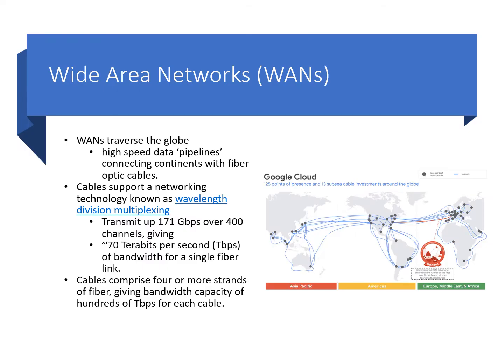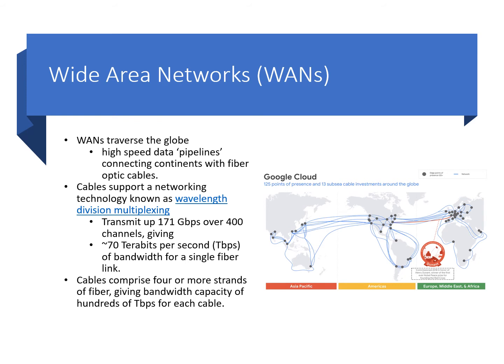Wide area networks are the networks that traverse the globe and make up what we collectively call the internet. These long-distance connections are the high-speed data pipelines connecting cities and countries and continents with fiber optic cables. These cables support a networking technology known as wavelength division multiplexing, and this makes it possible to transmit up to 171 gigabits of data over 400 different channels, giving more than 70 terabits of data per second as the total bandwidth for a single fiber link.